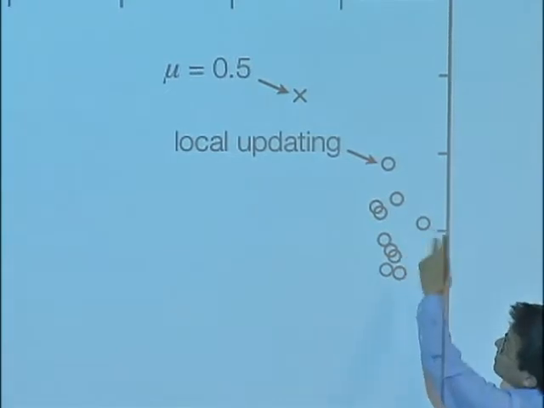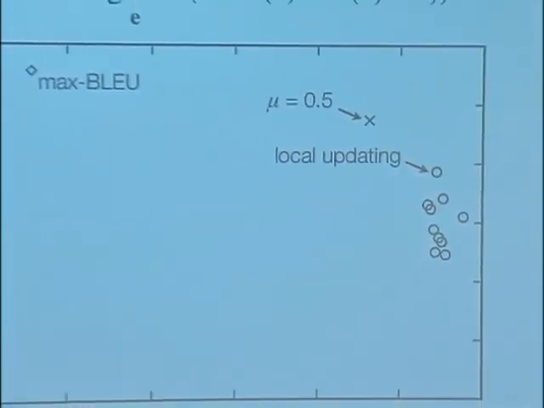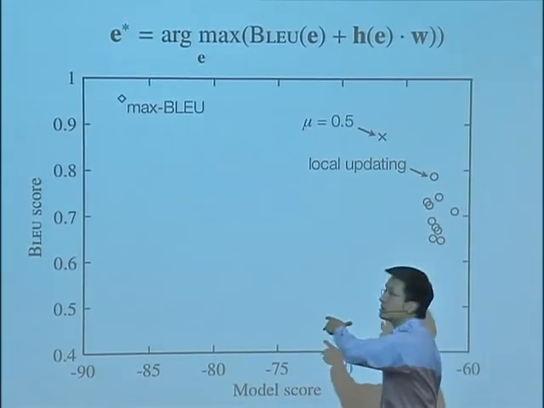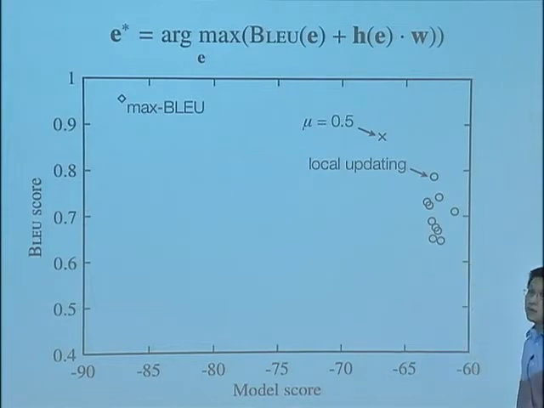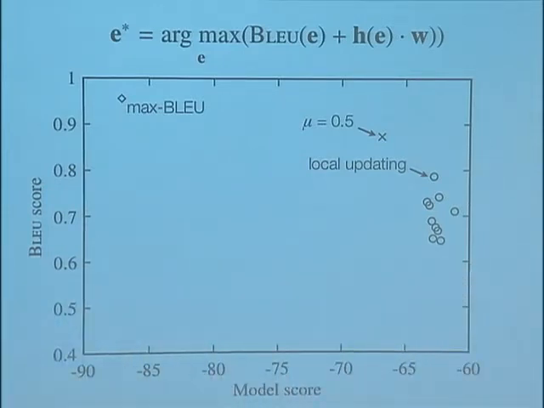Okay. So maybe or maybe not, this will give better results than local updating. But notice there's no longer any weird dependence on the length of the sentence or any properties of the decoder. It's all defined in terms of the BLEU score and the model. So I feel a little more comfortable about this than using the n-best list. Okay, does that make sense?